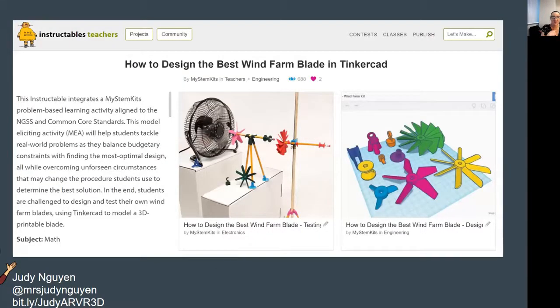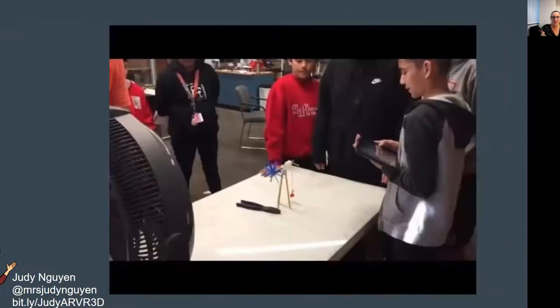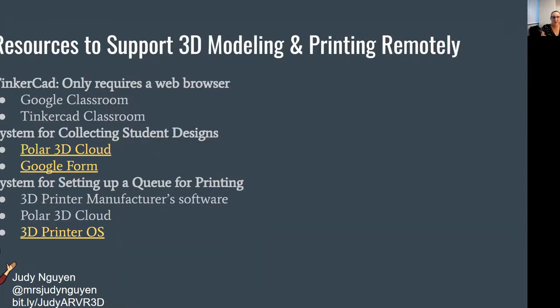And I'll also share a free lesson that you're able to use with your students. It's designed for middle school, but you could probably at least print it and use it with younger students, but it is more of a middle school math lesson. And then I'll also share with you the resources on how to support 3D modeling and printing remotely.